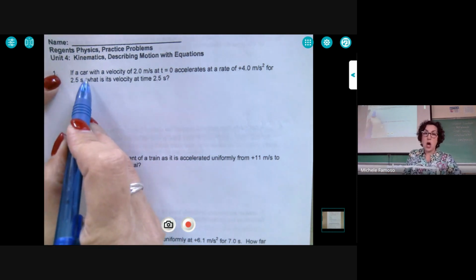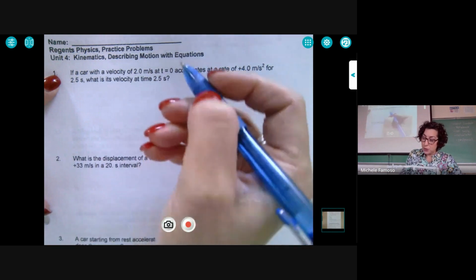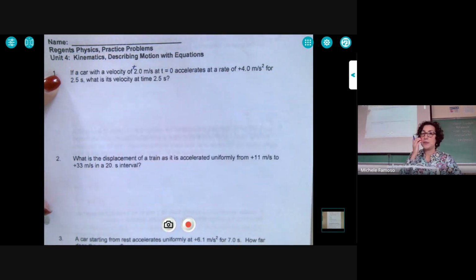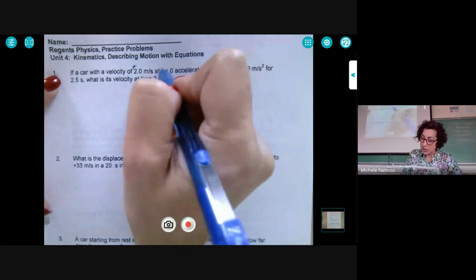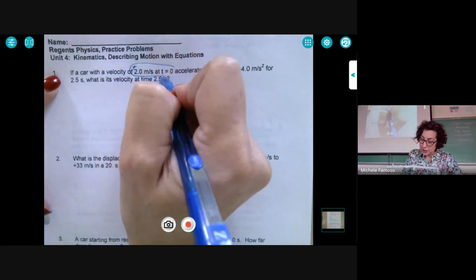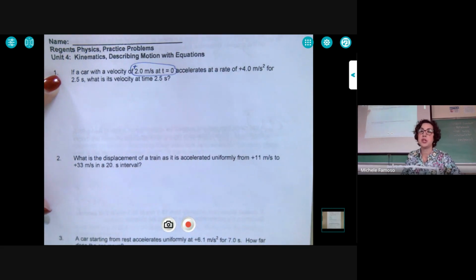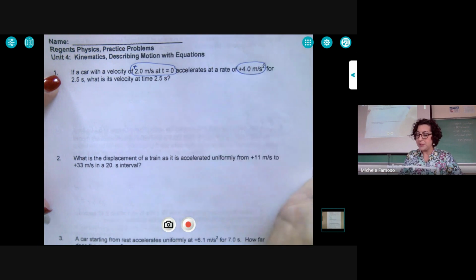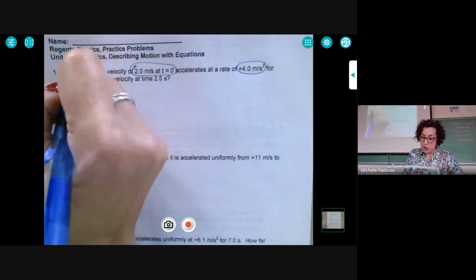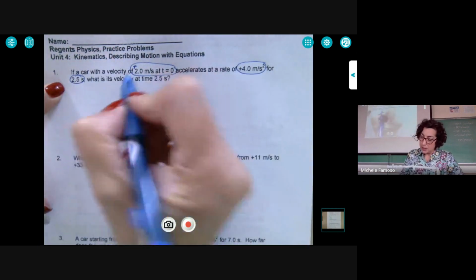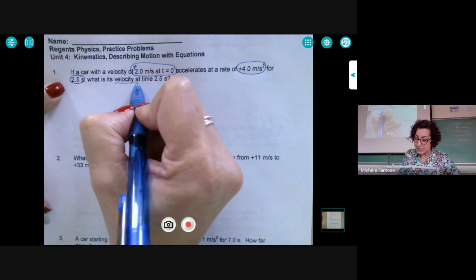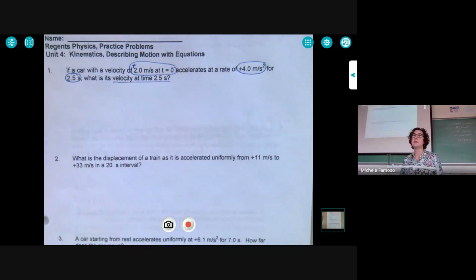It says we have a car with a velocity of 2.0 meters per second. It's missing a positive sign on that. So please make that positive 2.0 meters per second at time 0. I'm going to circle that because that is given information in the question. And it accelerates at a rate of positive 4.0 meters per second squared for 2.5 seconds. Those are the 3 given pieces of information in the question. I'm going to underline what I'm asking you for, which is the velocity at time 2.5 seconds.